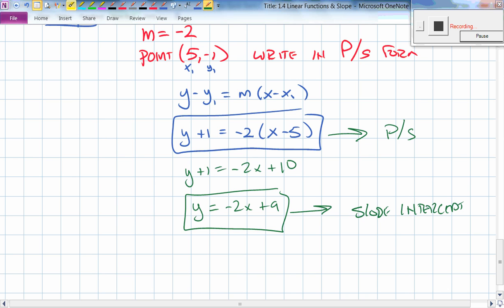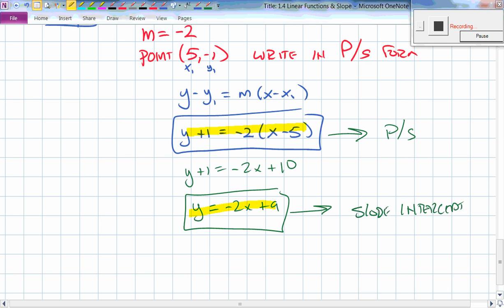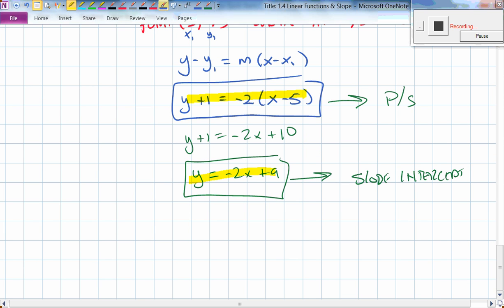I wanted to make the point that these two equations that are highlighted in yellow are the same line, right? They look different, but they represent the same line. So we're good, all right? So there are different representations of the same thing. So that's the last bit that we're going to talk about.